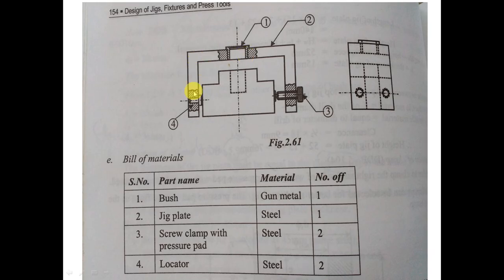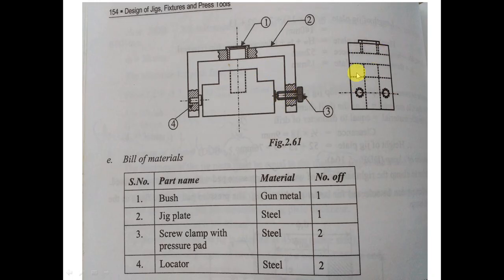So this rough sketch is going to tell you what components you are going to use. See what the other elements of a drill jig are. You might require two locators. You may require a screw clamp with pressure pads. So two on this side and two on this side. So here will be the two locators. You may require a screw clamp with a pressure pad.